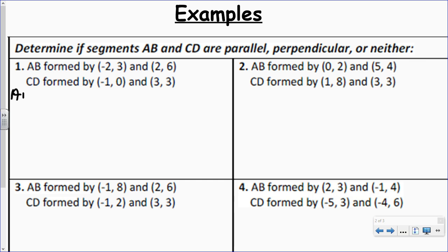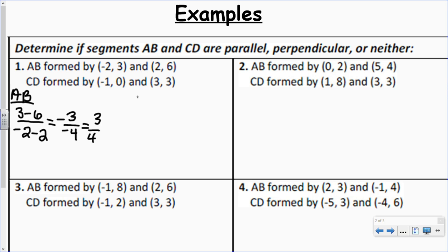And remember, in order to find slope, you subtract the y's over subtract the x's. So for AB, we're going to subtract the y's. So we got 3 minus 6 over, and then subtract the x's, negative 2 minus 2. So 3 minus 6 equals negative 3. And then negative 2 minus 2 is negative 4. And remember, a negative over a negative is positive. So the slope of AB is 3/4.